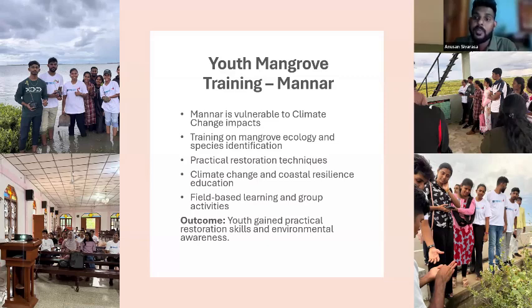Therefore, we selected some key youth in this district and trained them on what proper restoration is and how to identify it. We held class sessions and field sessions, as well as demo restoration initiatives. After this training, these youth gained the confidence to ask questions about poor restoration activities in Mannar.